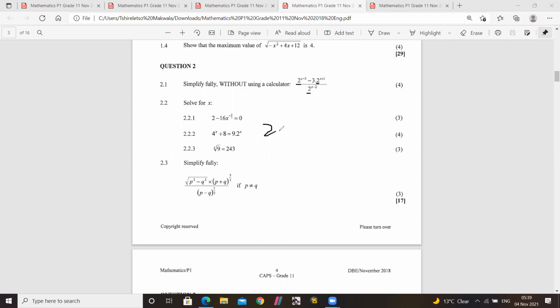So you're gonna take out 2 to the power of x because that's the common factor. But before we do that, let me show you how you can see it.